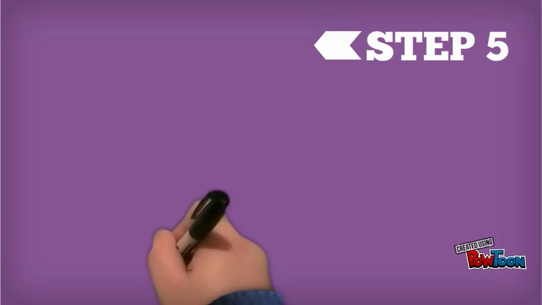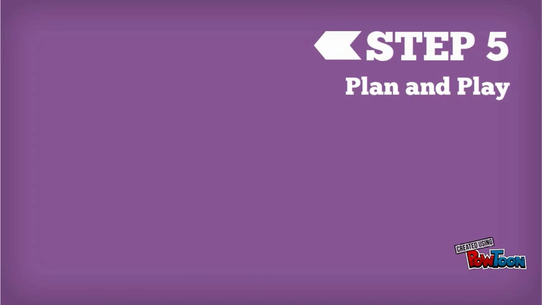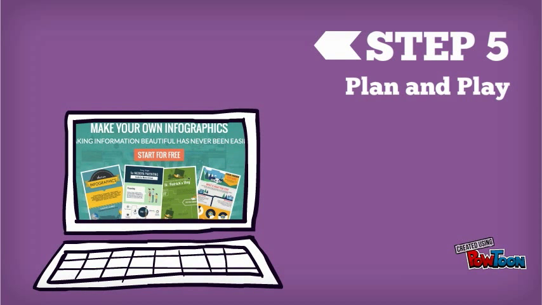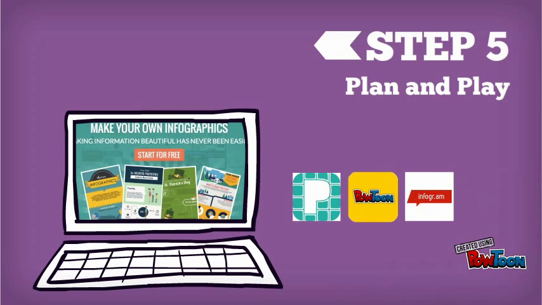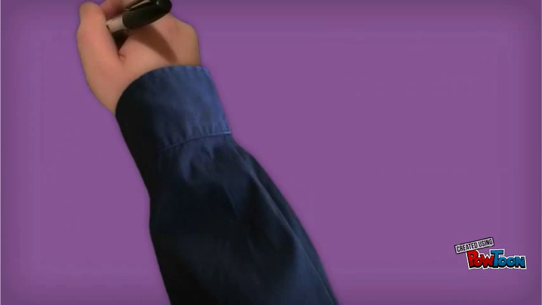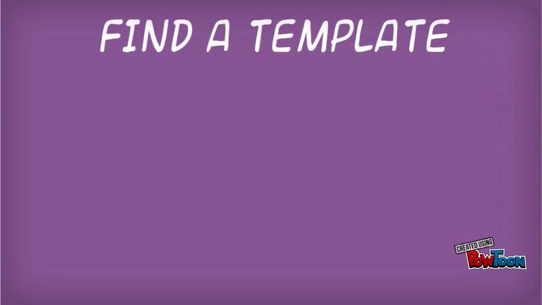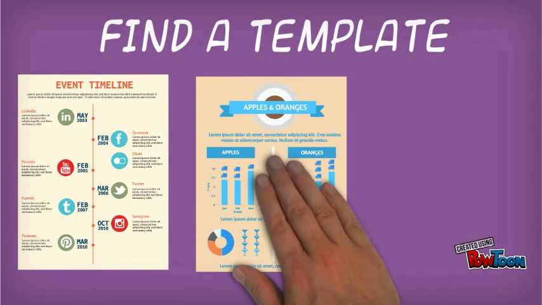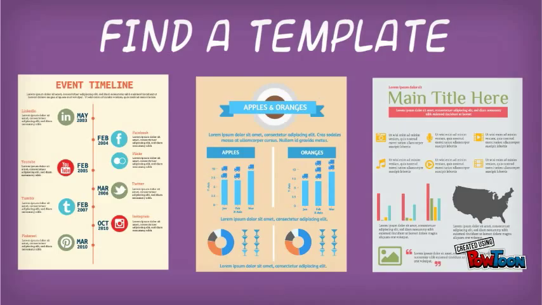Step number 5, plan and play. After you organize the data, find an infographic program. The web is full of them. Select a program with ready-to-use templates such as Piktochart, Powtoon, Infogram, or Venngage. Then find a template that matches the structure you decided on in step number 2. For example, for a narrative, try a timeline structure. Or for a compare and contrast, try a left and right split screen.